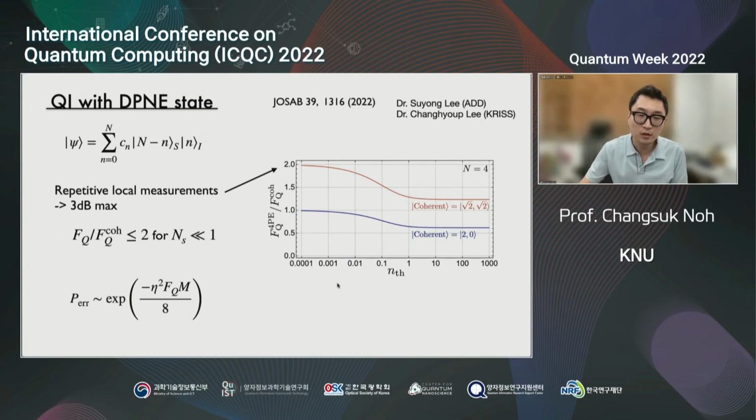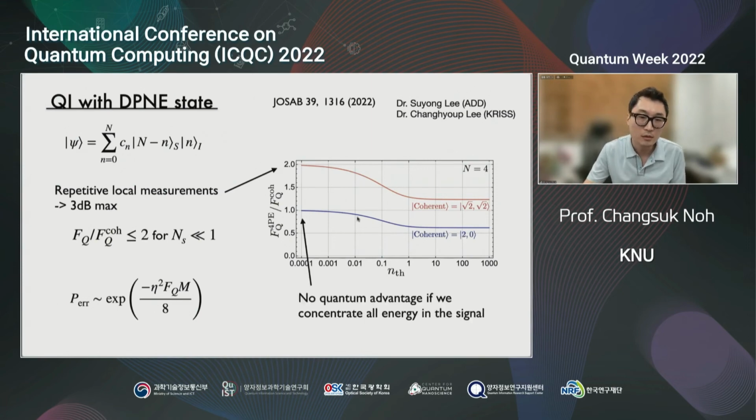But we can do better, right? We know that the total energy is fixed to 4, so the total photon number is fixed to 4. If we send all 4 in the coherent state to the signal mode, then the quantum advantage completely disappears. So quantum advantage depends on the signal photon number for the coherent state we choose, and to have a fair comparison between this DPNE state and the coherent state, we need to compare them for the same signal energy.